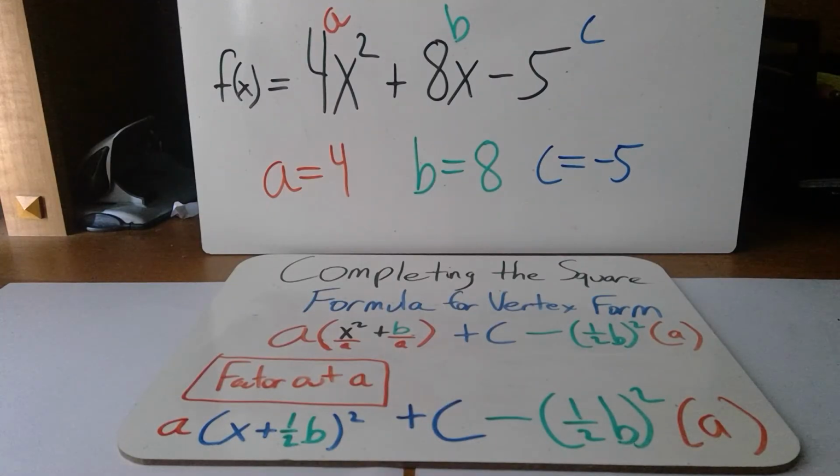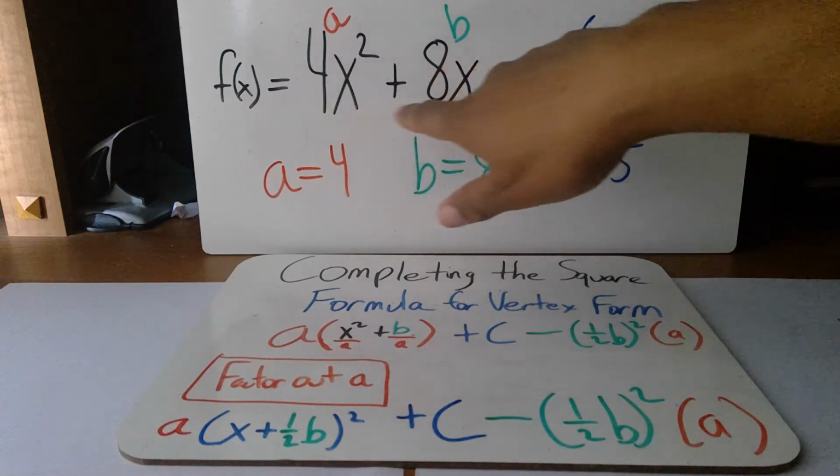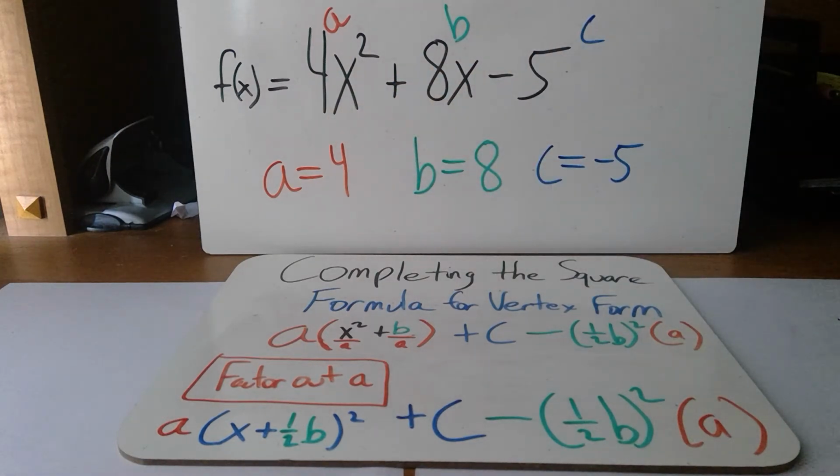I'm going to use this completing the square formula to change this to vertex form. First thing we have to do is factor out A, and we know A is 4. We're going to factor out A from 4 and from 8. That's going to turn B into 2. Now I'm going to show you all the math. I'm just talking you through this first part. So we factor out A.